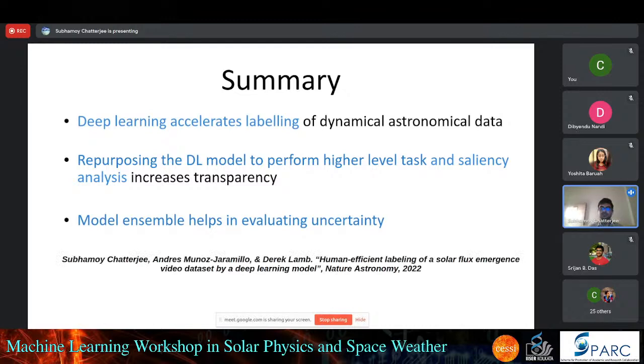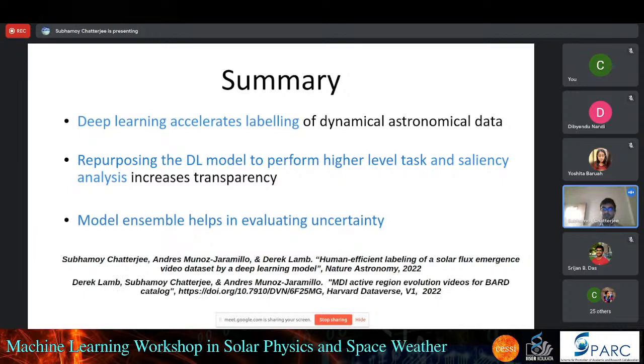So this work recently got published in Nature Astronomy. Please, if you are interested, have a look at it. We also published the MDI active region evolution videos, which are labeled as emergence or non-emergence, through Harvard Dataverse, and they can be publicly accessed.